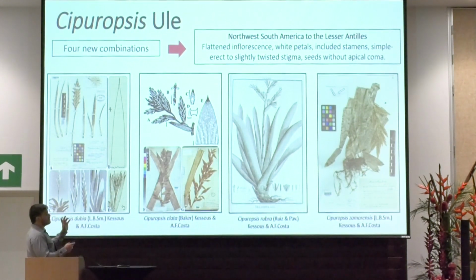Okay, the combinations of traits led us to make these new placements: the flattened inflorescence, white petals, included stamens, simple erect, twisted stigma. That's not common in Vriesea, as I showed you before, and seeds without the apical coma that is present in Vriesea.